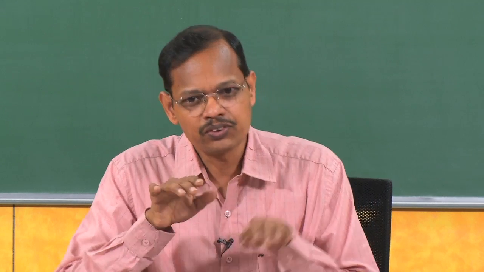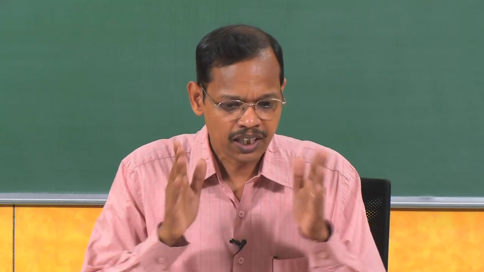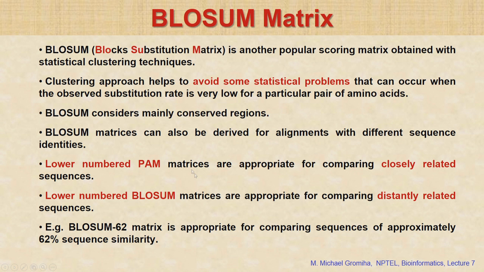Likewise, there is another matrix, the BLOSUM matrix. If you construct the PAM matrix and make the alignments, sometimes you can see several gaps. The BLOSUM matrix is also a popular matrix. Here they use only the places where they are highly conserved, where you can get the proper alignment. They avoid the regions that have a lot of gaps, so here you can see mainly the conserved regions.